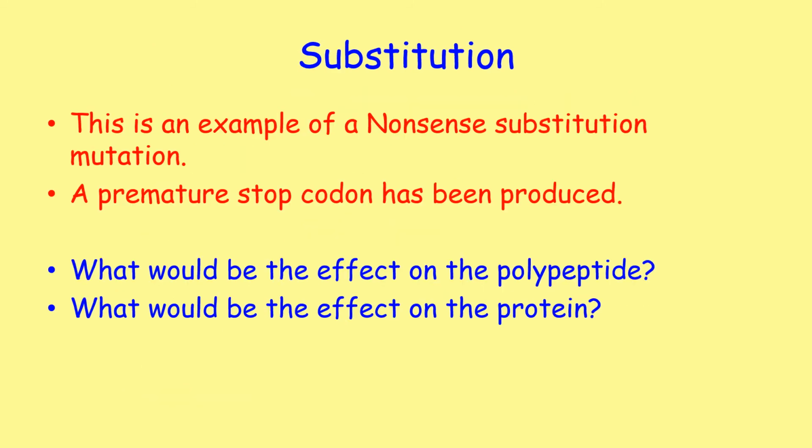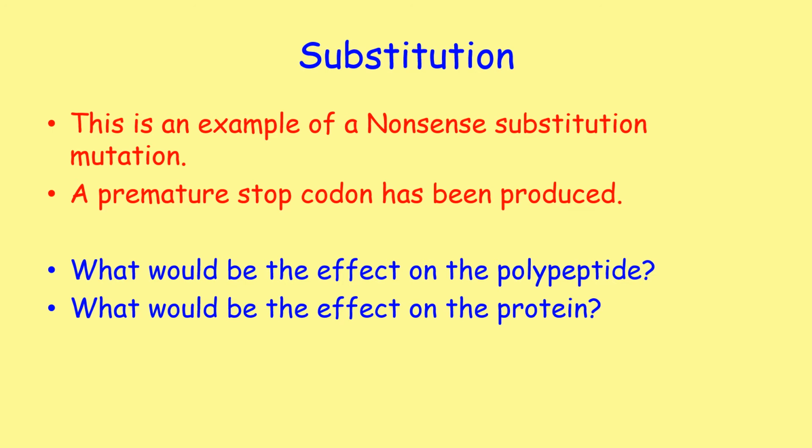So what does this mean? Now, this particular substitution is an example of a nonsense substitution. What has actually happened is a premature stop codon has been produced. Now, have a little think. What is the effect of that on the polypeptide? And then also, what do you think would be the effect of that on the protein? Again, pause the video, have a little think, form your answer, and then listen to what the feedback is.